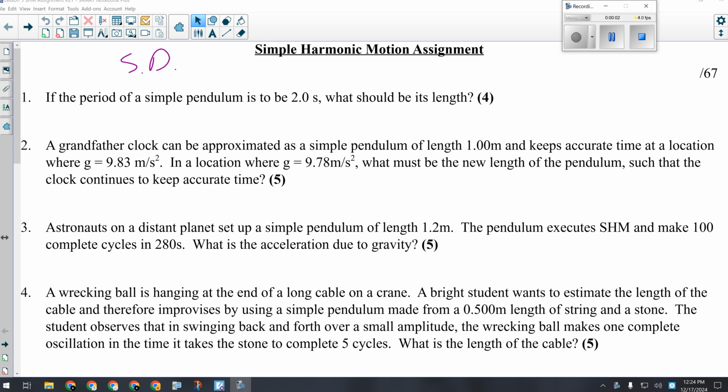Okay, so the big thing on this assignment has to do with significant digits. I need everybody paying close attention for this. Counted numbers do not affect your significant digits because they are counted, not measured. So if you have a question that talks about, let's say, a pendulum oscillating back and forth 5 times, that isn't a number you measured, it's a number you counted. Counted numbers do not affect your significant digits.